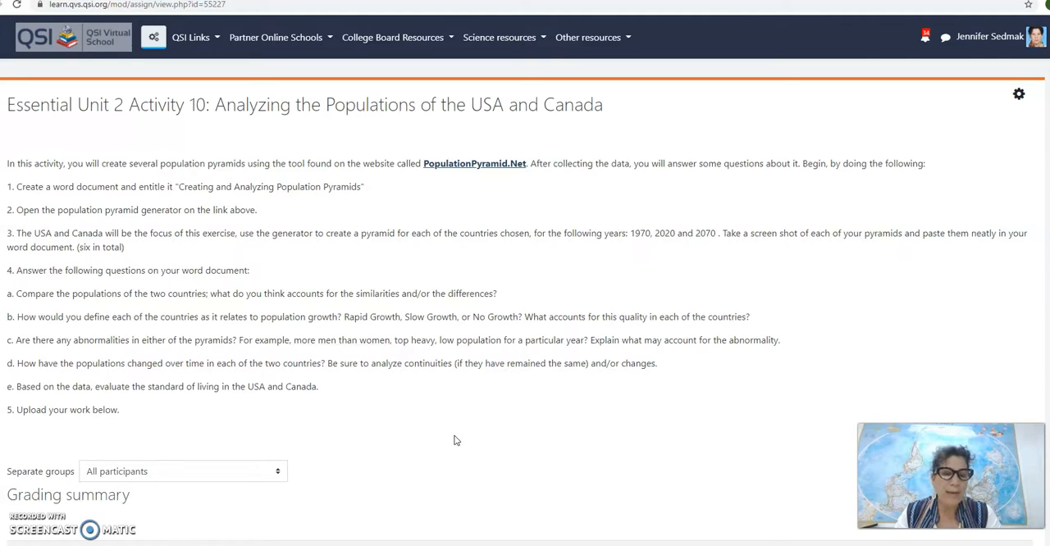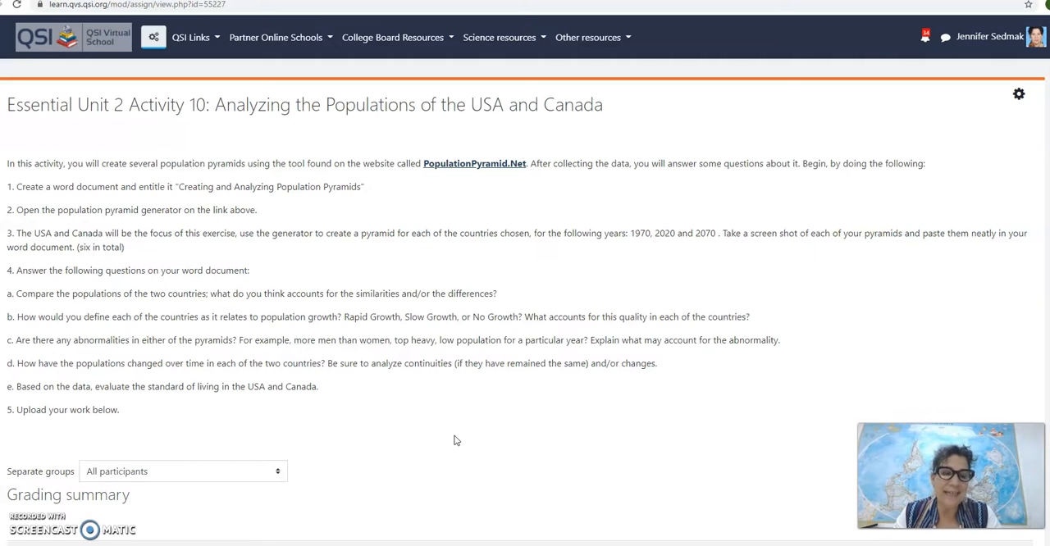So in a slow growing country, the pyramid would look more like a column, and a no growth country would actually show a heavier percent of the population in the ages 65 and above versus the ages 15 and below. So take a look at how those pyramids are shaped and draw some conclusions based on the extent to which the countries are growing today.